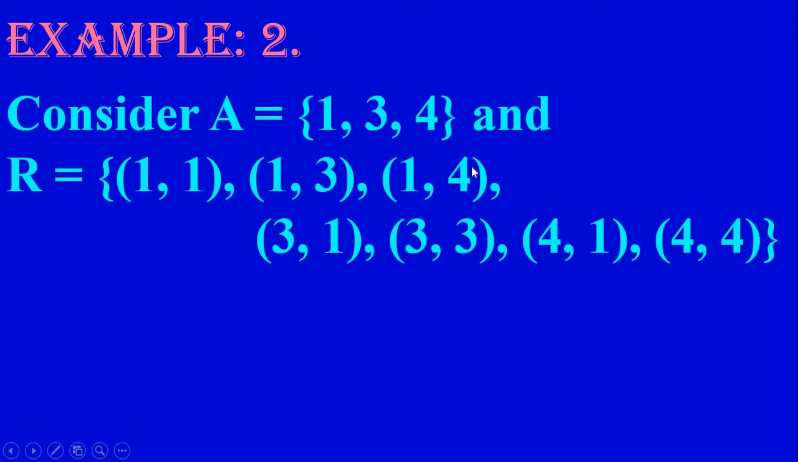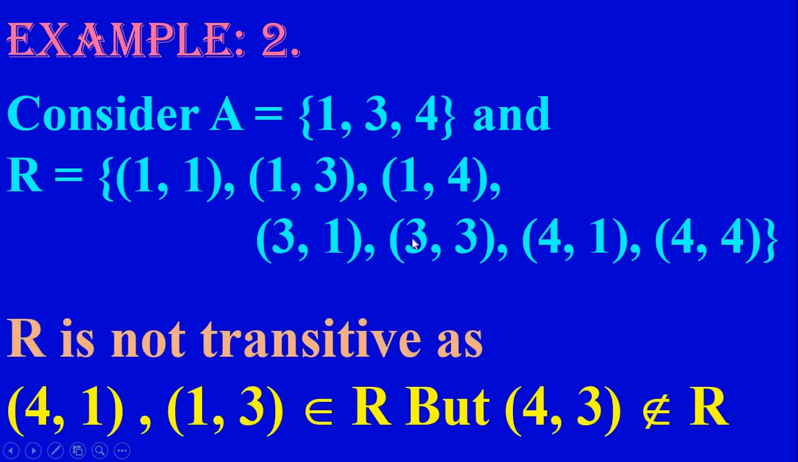We have to verify whether (4,3) is there or not. So (4,3) is not there. Therefore this is not transitive. Here we have (4,1) and (1,3), 1 is common here, but (4,3) is not there. So therefore this relation is not transitive. You have to verify all the elements, and therefore this is not transitive.